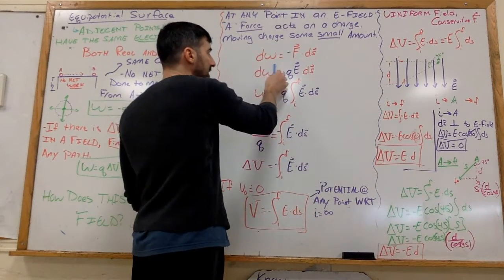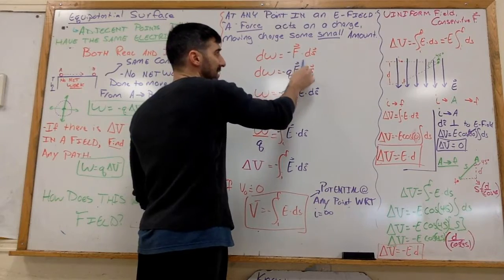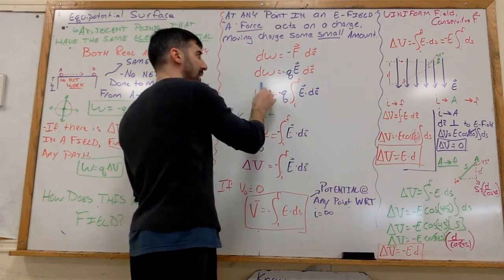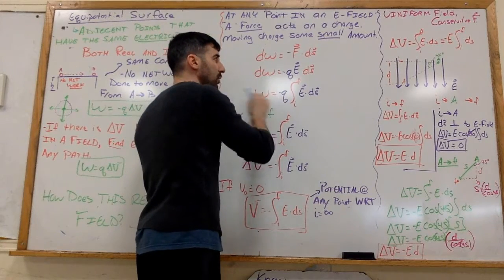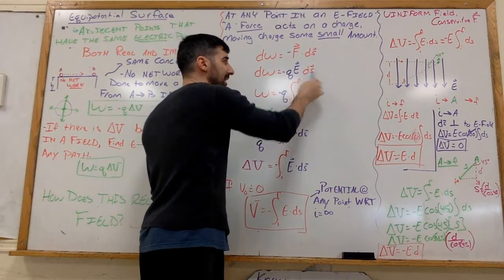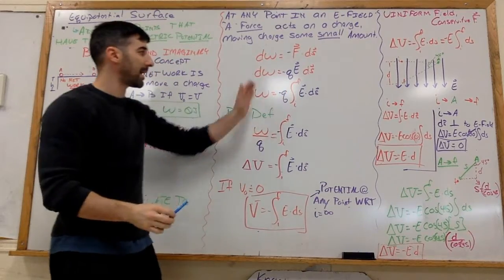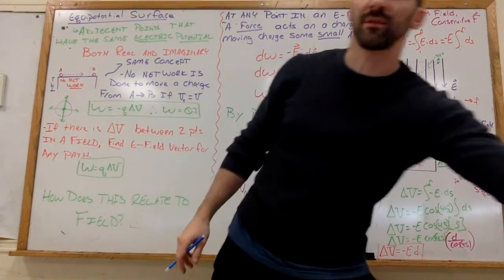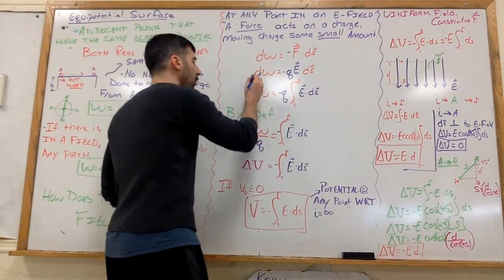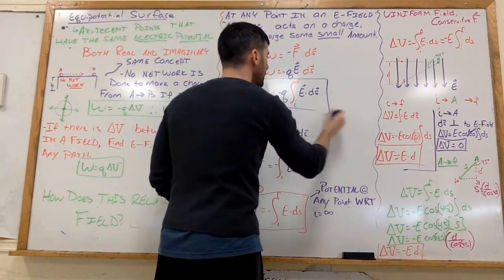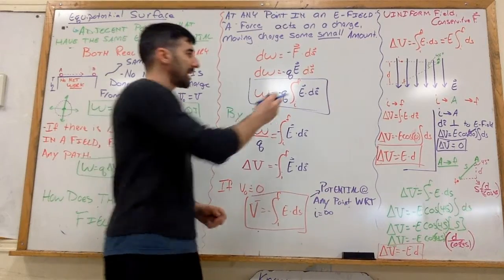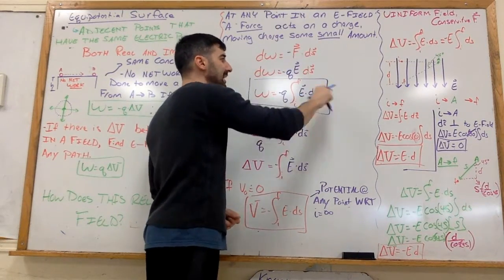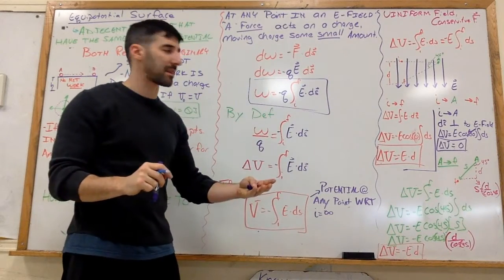Well, I know my very small dW is equal to negative F dot ds. I know F is equal to negative Q times E. So now I have my differential work is negative QE dot ds. I can pull out my constant, and now I have a nice simple form, rather, of work is equal to negative Q times the antiderivative, summing up all of those small little ds's, of E dot ds along my path.